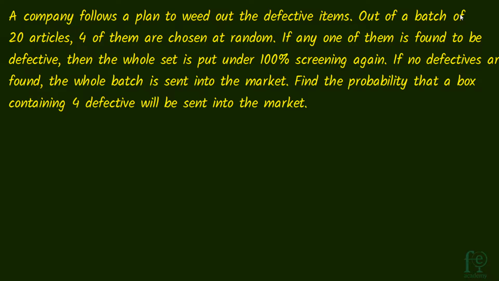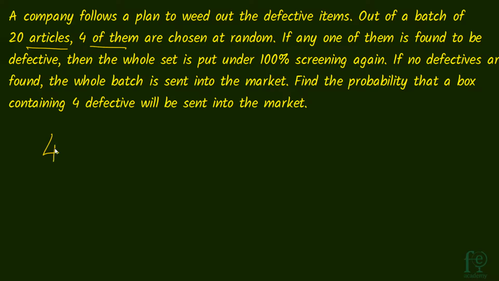So 4 defectives sent into the market means that when the batch of 4 is selected at random, all the 4 selected should be non-defective. If any one of them is defective, it will be removed, and again the batch will be sent for screening. So at the first draw itself, the 4 items were picked up and all the 4 should be non-defective. So they thought that there is no defective item at all, and they sent the whole batch into the market, but unfortunately there were 4 defective items in it. So here our actual question is to find out the probability to pick up non-defective items from 20 articles. 4 are picked up, so all the 4 should be non-defective items.